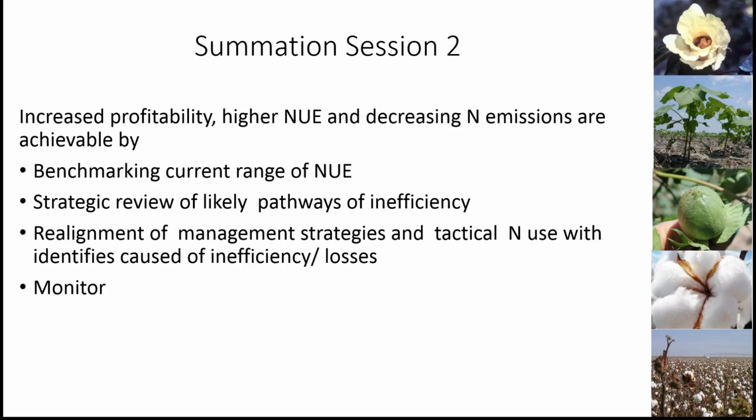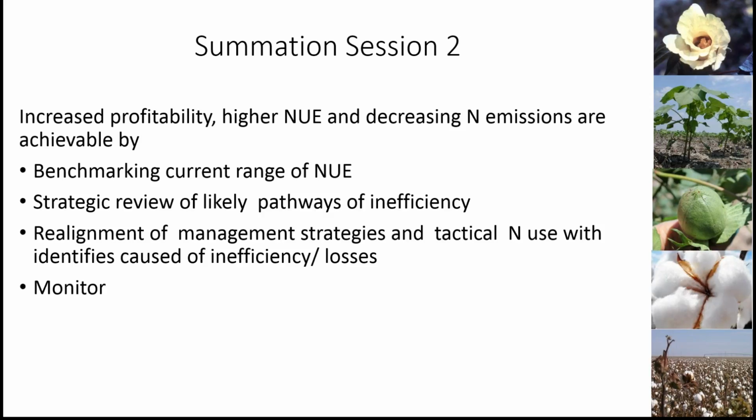So, if someone asked me what they should go and do as a result of this, I would say first thing, go out and figure out where you are now. The easiest way is to get your lint yield and divide by the nitrogen that was applied as fertiliser from all sources. That's starter, that's side dressing, that's all of the sources, and see where you sit relative to the magic number 12.